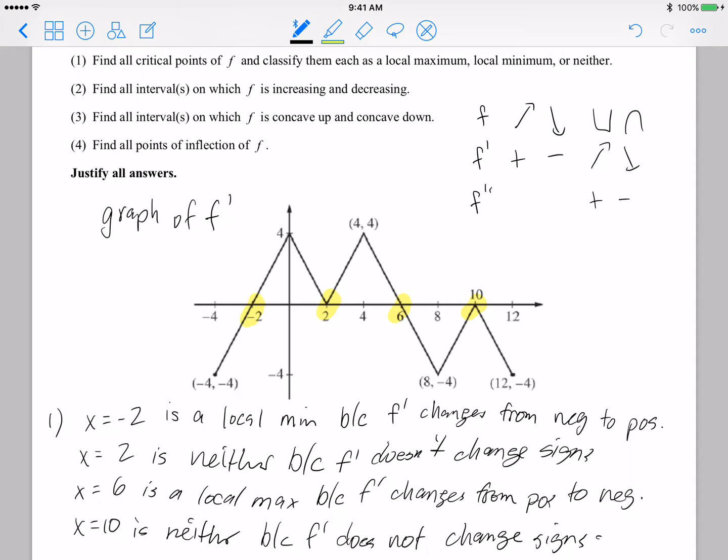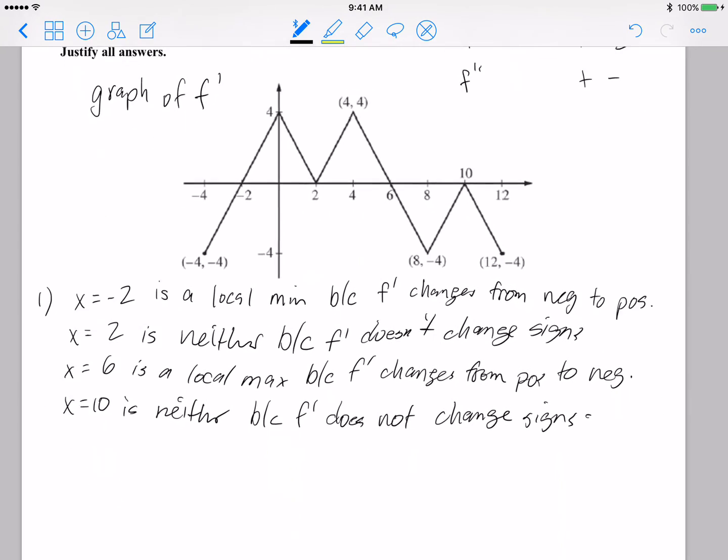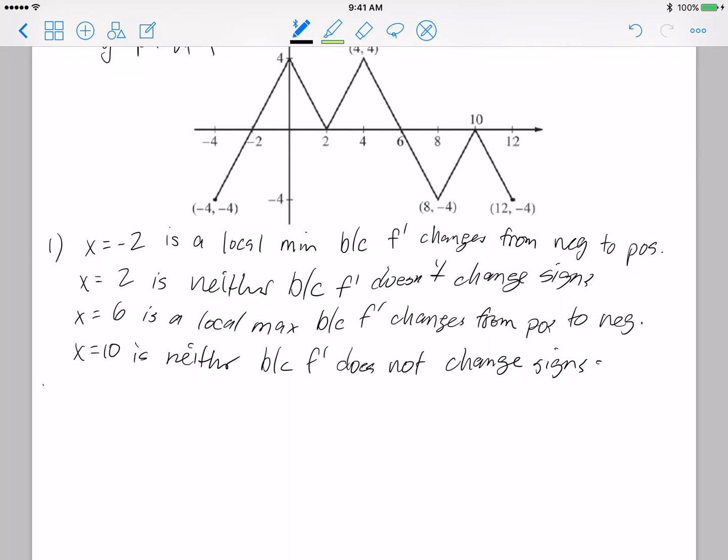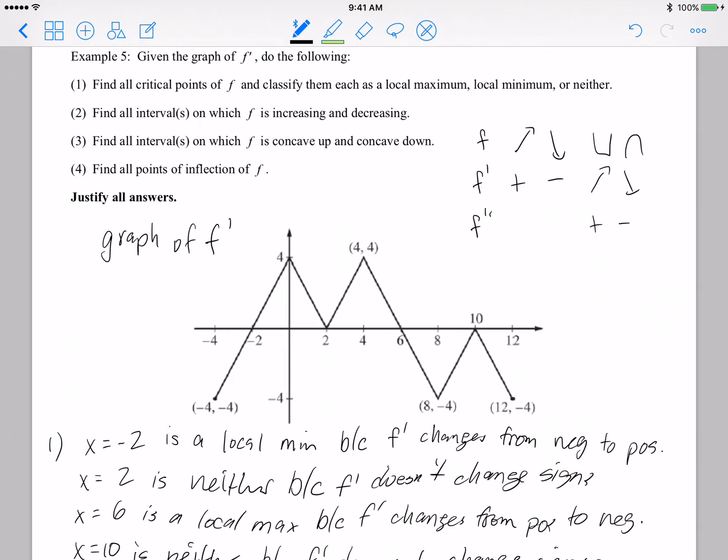Okay, so that completes number 1, so now we can move on to number 2. We want to find all intervals on which f is increasing or decreasing. Okay, so number 2 here, we want to say increasing, and we want to try to figure out when that's going to be. Well, if I look at my chart, f is going to be increasing whenever f prime is positive. And whenever I'm looking at a graph, positive just means above the x-axis. So positive would be all of this right here.